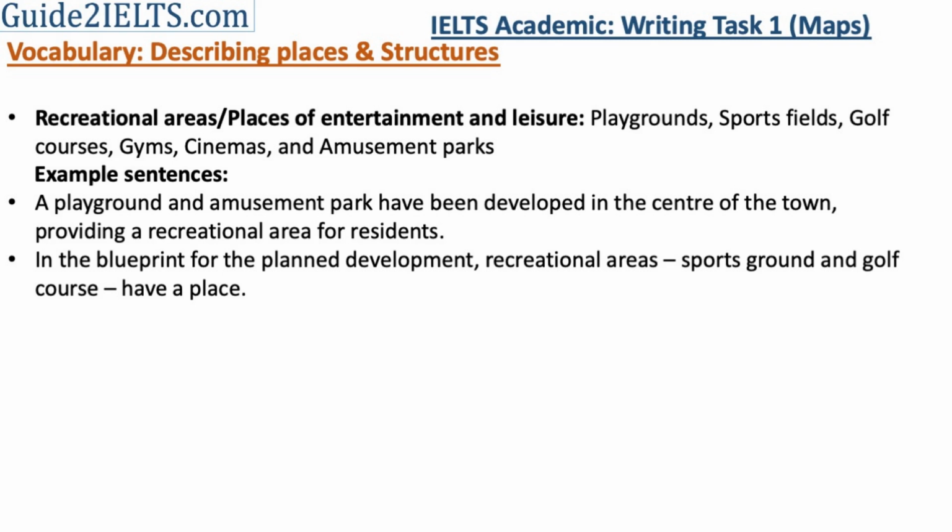Recreational areas or places of entertainment and leisure are general terms we use to refer to places where we can go to relax. It can include playgrounds, sports fields, golf courses, gyms, cinemas, and amusement parks. If we see two or more of these in a map, we can use such terms to describe them. For example, in the blueprint for the planned development, recreational areas, sports ground, and golf course have been included.